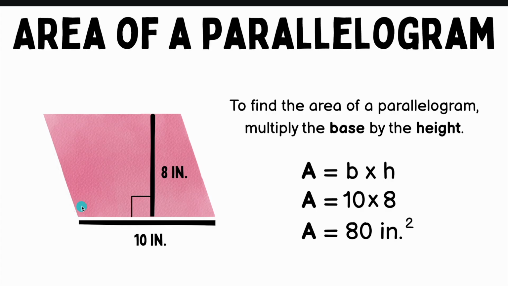And we know this works because we could take all of this space and transfer it over on this side, and that would make a rectangle. And we know the formula to find the area of a rectangle is length times width.